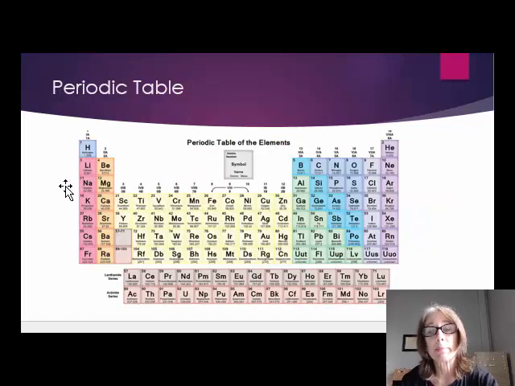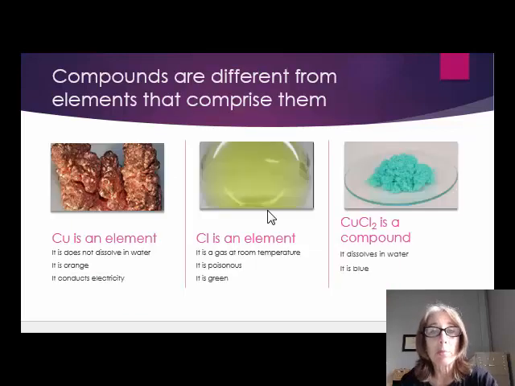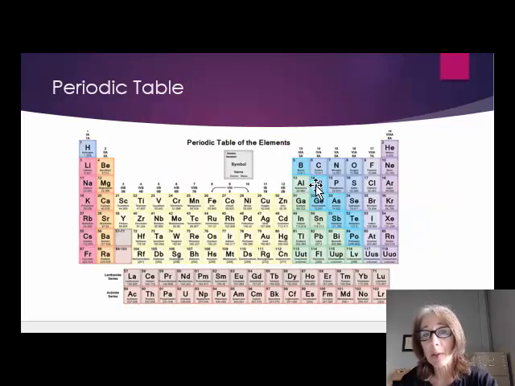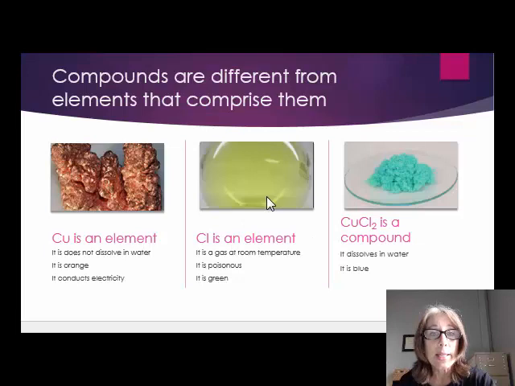Copper is an element, number 29 on the periodic table. You've probably seen copper before and know that it is a metal with a sort of orange color that doesn't dissolve in water and as a metal conducts electricity. Chlorine is an element, number 17 on the periodic table. Chlorine is a gas at room temperature. It is poisonous and yellowish green.